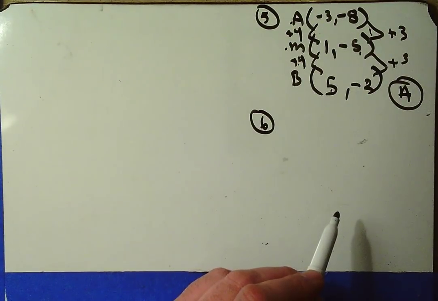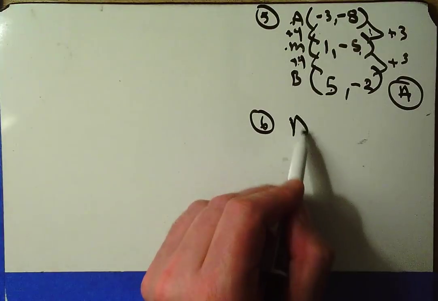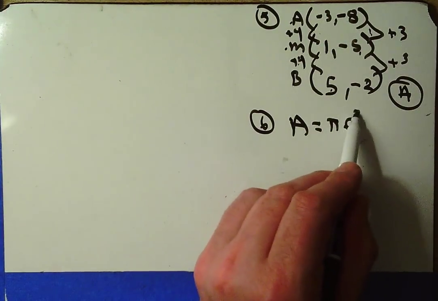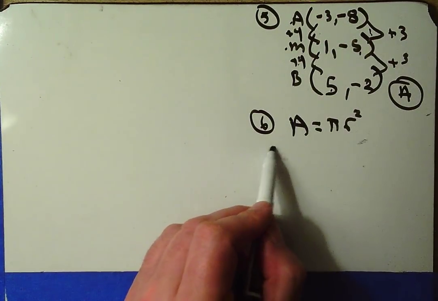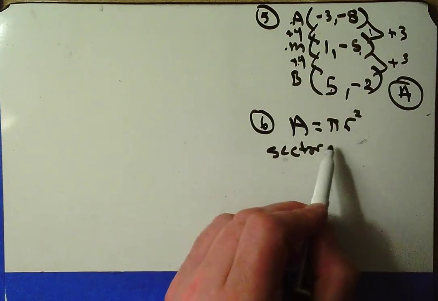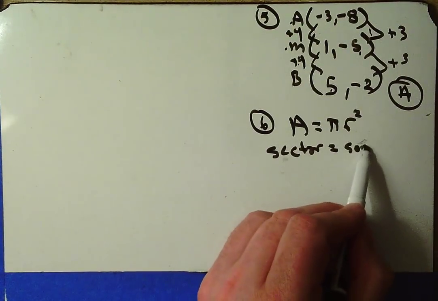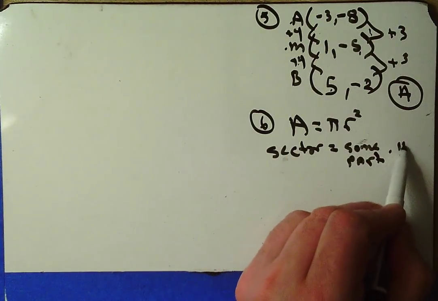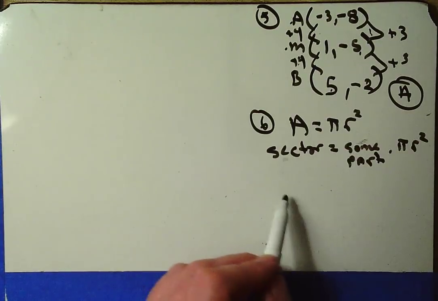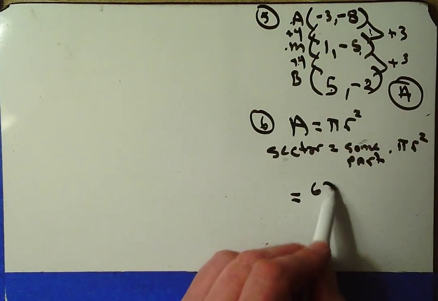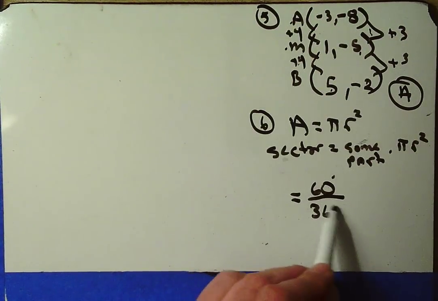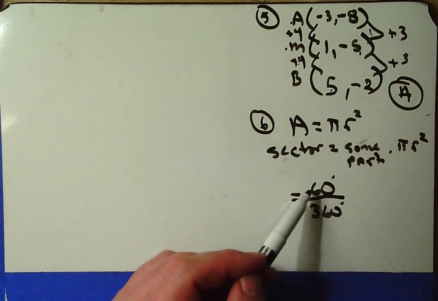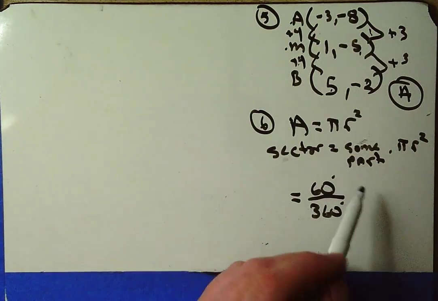Number 6 says, what is the area of the shaded sector for the circle shown below? Well, I know the formula for area of a circle is pi r squared, but the sector is some part of the whole area. And which part of the whole area? Well, 60 degrees out of 360 degrees. Our number of degrees over the total degrees possible.